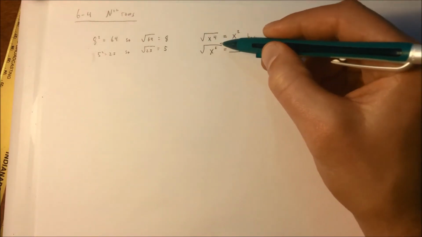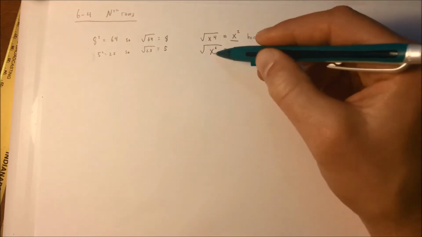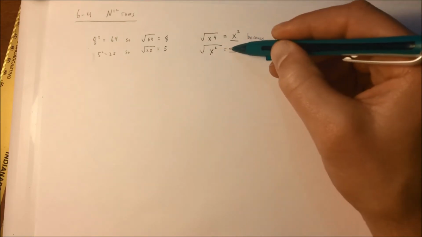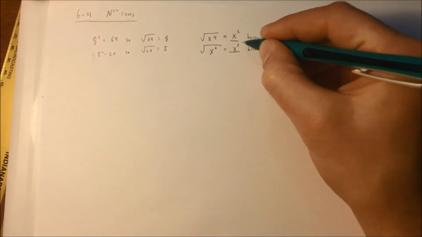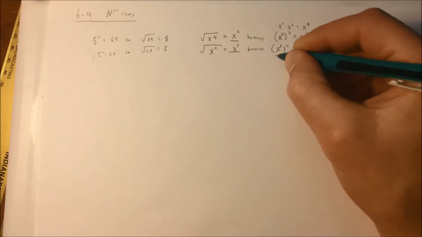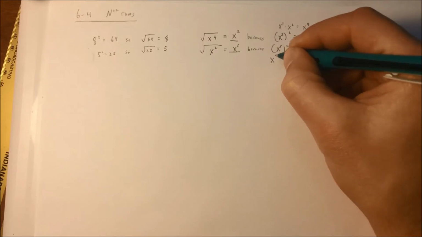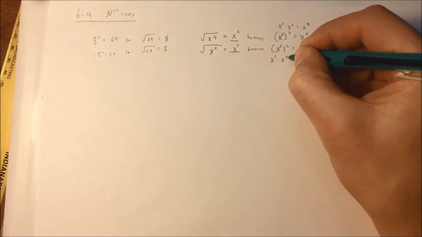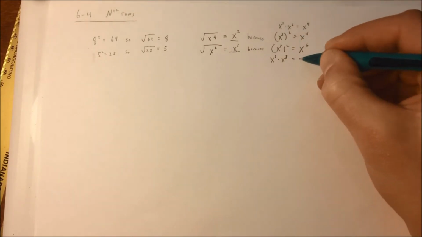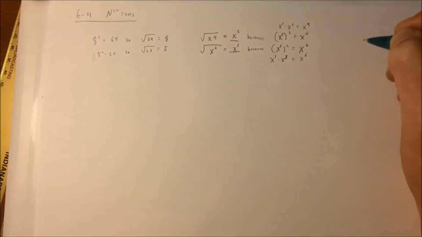Same thing as this one, the square root of x to the sixth. Well, the square root of x to the sixth is going to be x to the third, because x to the third squared is equal to x to the sixth. If I were to write this twice, x to the third times x to the third, multiplying it by itself, I would get x to the sixth.